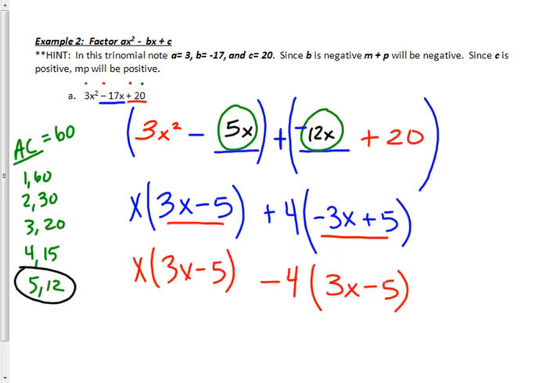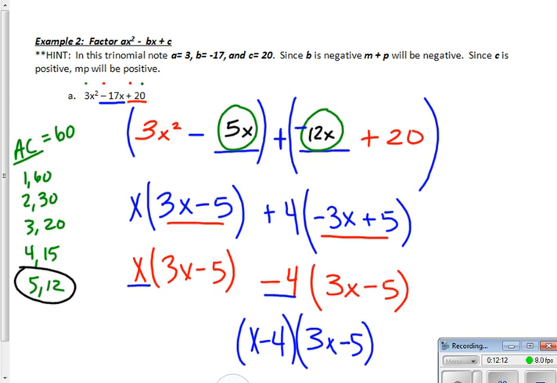So now I have those two common factors, so I'm going to go ahead and write it out. I have x minus 4 would be 1, and my second group would be 3x minus 5. We'll jump over to these other two examples here. I want you to go ahead, pause the video, and give these a shot here.